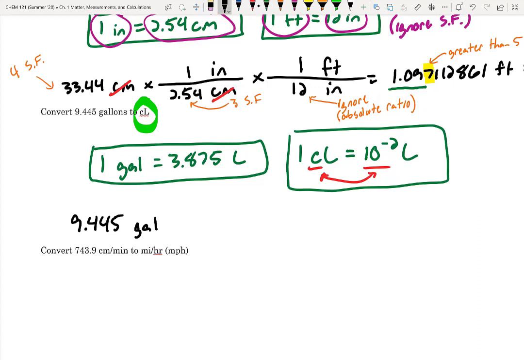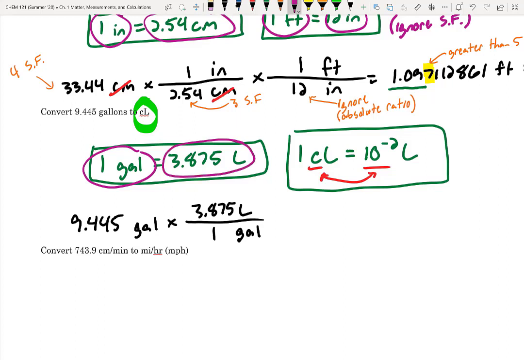So just like before, I'm going to cancel out gallons by putting that on the bottom. And I'm going to put liters on top because that's what we've got in this ratio here: 1 gallon equals 3.875 liters. So 1 is paired with my gallon unit, I'm going to put that on the bottom. And 3.875 is with my liter unit, so I'm going to put that on top. And that allows me to get rid of my gallon unit and get to my liter unit.